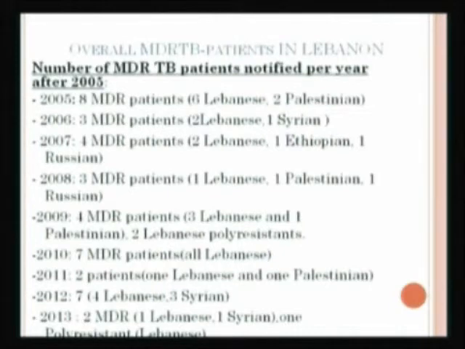In Lebanon, we do not have too much MDR. 8 MDR patients in 2005. We registered 3 in 2006, 4 in 2007, 3 in 2008, 2009, 4 patients. In 2010, 7 patients. 2011, 2 patients. In 2012, 7 patients. There are 4 Lebanese and 3 Syrian. In 2013, 2 MDR, 1 Lebanese, 1 Syrian, and 1 polyresistant Lebanese.